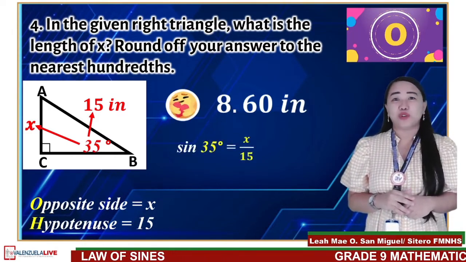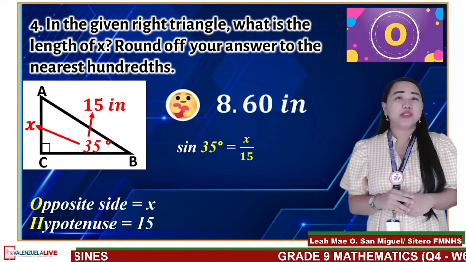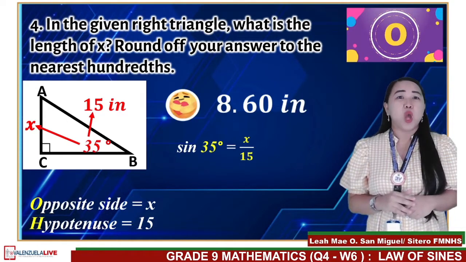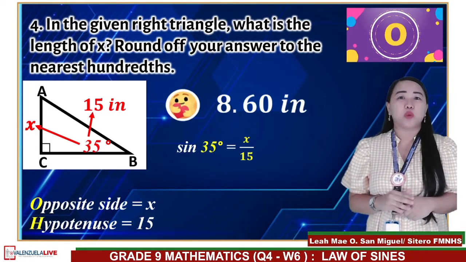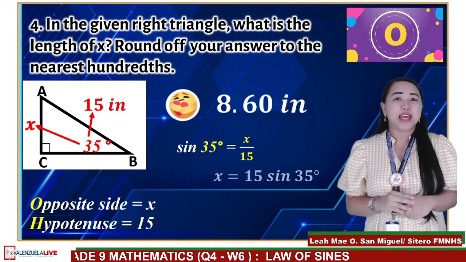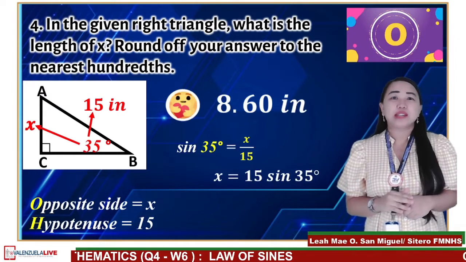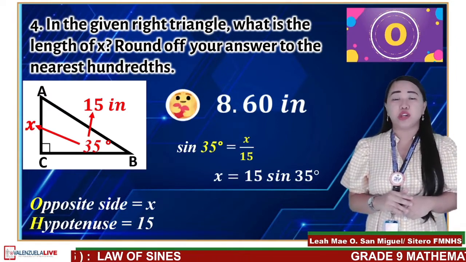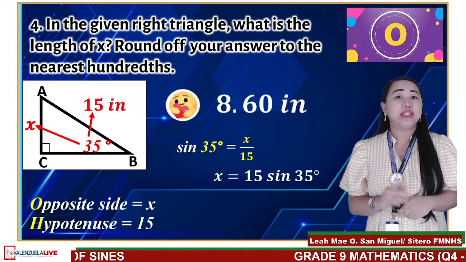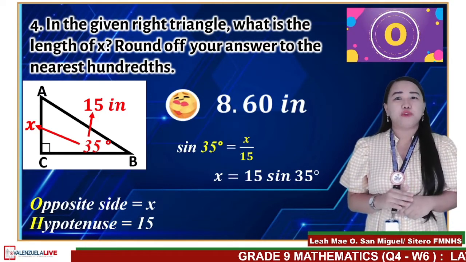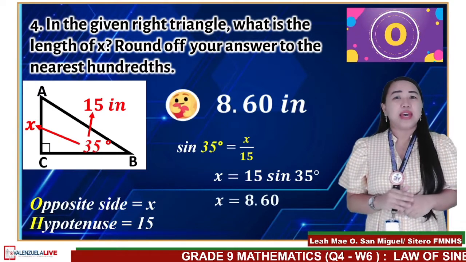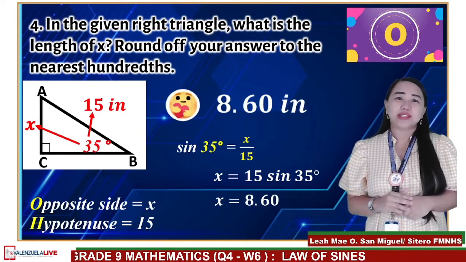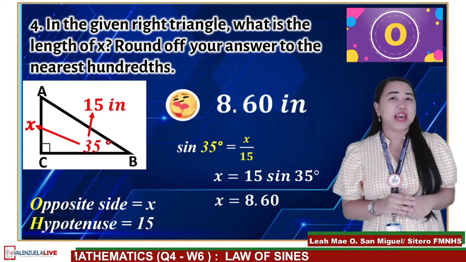Theta is equal to 35 degrees, opposite side is x, and the hypotenuse is 15. Multiply both sides of the equation by 15, we get x is equal to 15 sine 35 degrees. Evaluate this using your scientific calculator in degree mode and round off to the nearest hundredths, we get 8.60. Thus, the length of x is 8.60 inches.